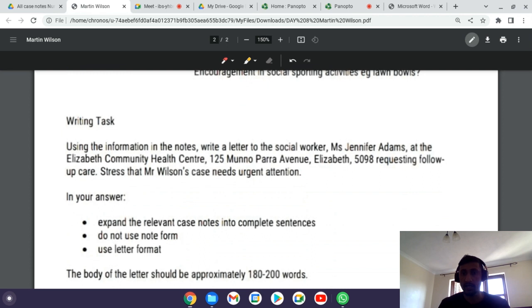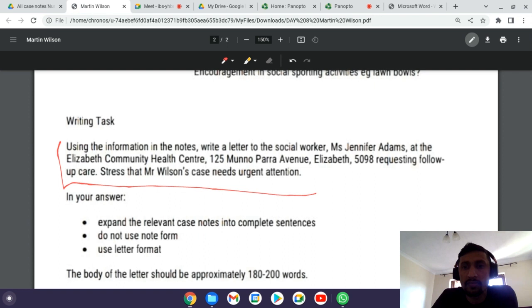Okay, that's right. So what is the purpose of the letter in this case, considering only the writing task? Okay, that's follow-up care, yes. What I'm saying is you are looking only at the writing task in front of you, and you don't know anything about the case note yet. You are in an exam hall, reading the writing task for the first time.